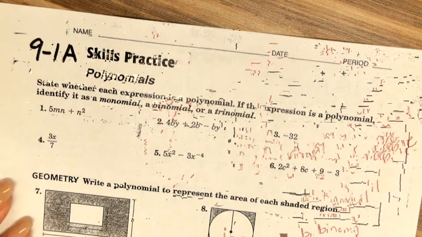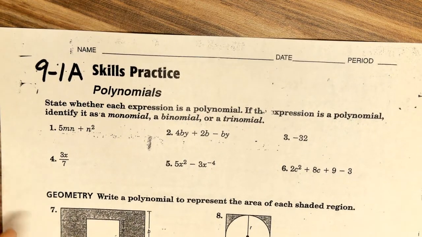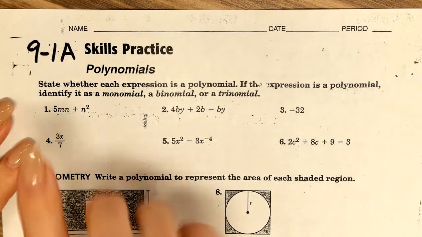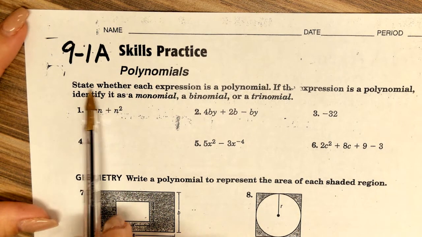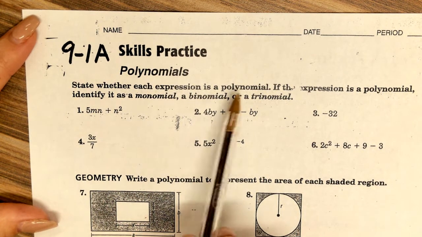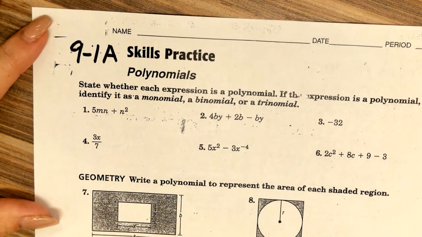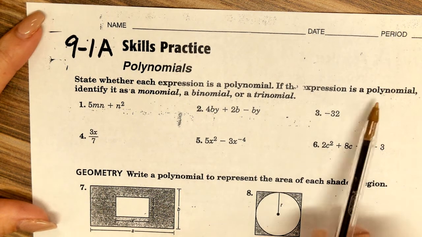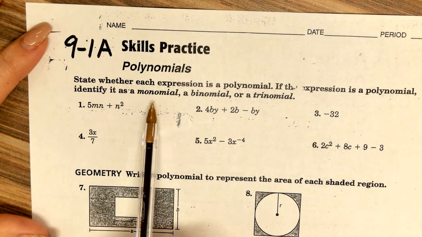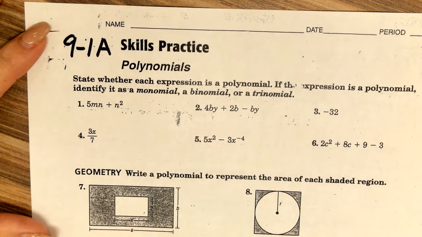Make sure that you read the directions extremely carefully. Number 1, so I'm on this side that says 9-1A skills practice. So be on this side with me. Number 1 has 2 answers. It says, state whether the expression is a polynomial. That means you better have a yes or a no. Then, if it is a polynomial, then you need to write monomial, binomial, or trinomial.